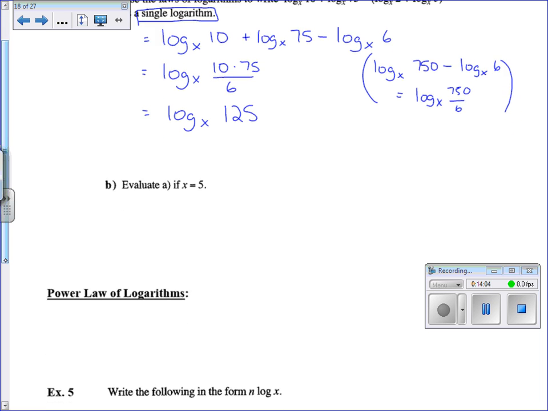Now I want to evaluate it if x equals 5. So I want to know log base 5 of 125, what does that equal? So I'm just going to try and find that. I'll call that y. So 5 to what power gives me 125? 125 is 5 to the 3, so y equals 3.